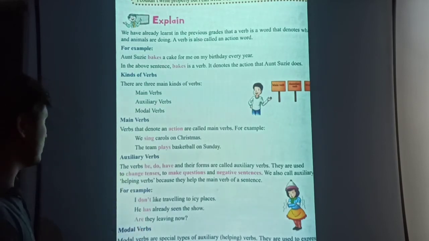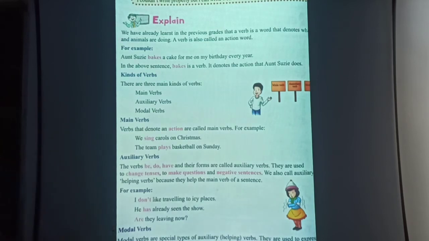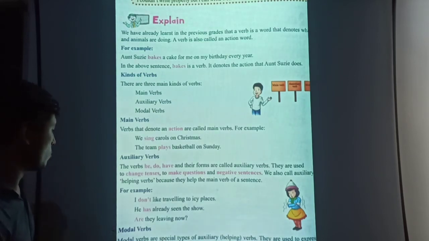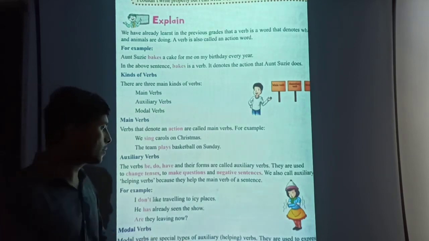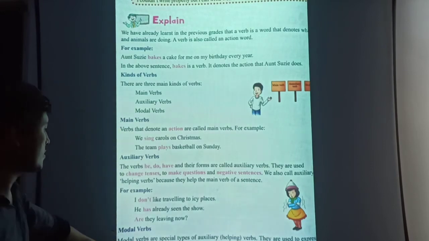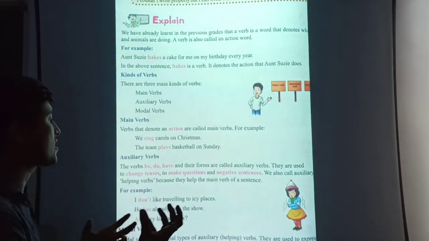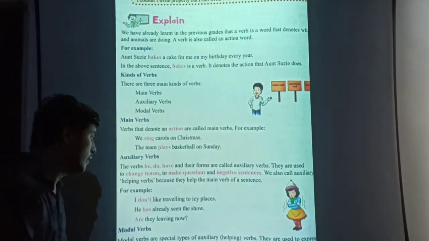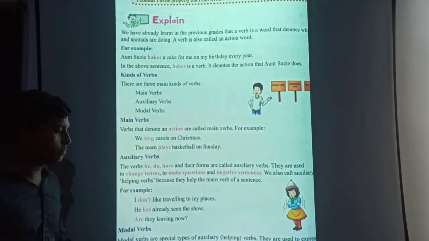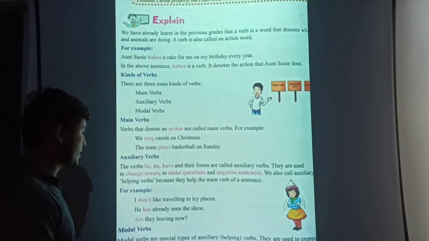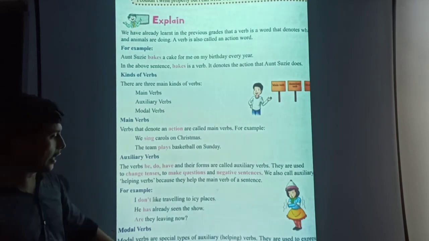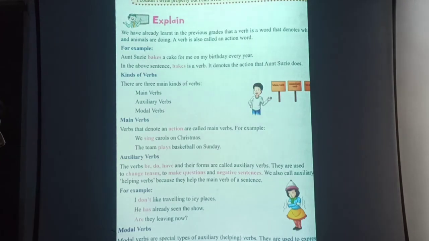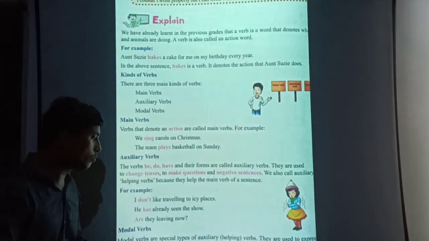Now students, the third kind of verb, which is also very important, is called modal verbs. Modal verbs are special types of auxiliary verbs, special categories of auxiliary verbs. They are used to express things such as request, advice, compulsion, permission, prohibition and possibilities. Now we are going to express different kinds of things with the help of these modal verbs.